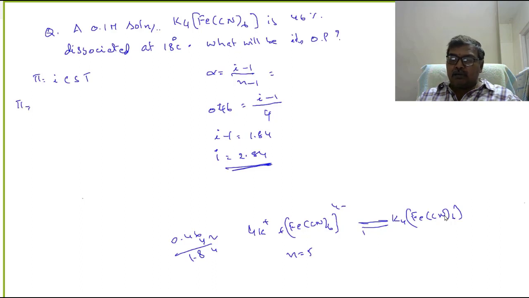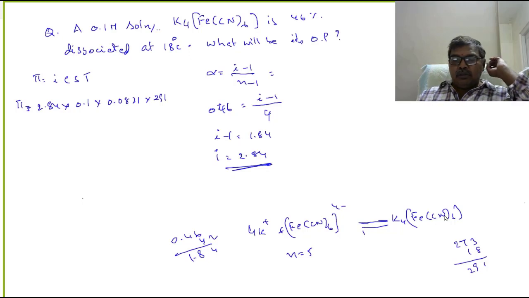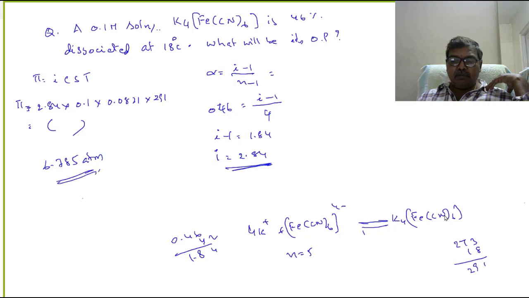So pi is equal to 2.84 into concentration in terms of moles per liter, into solution constant R, into temperature. Temperature is 18 degrees Celsius means 273 plus 18, 291 Kelvin. So here you simplify this, you will get the answer, and the answer is 6.785 atmospheres. Simplify this.